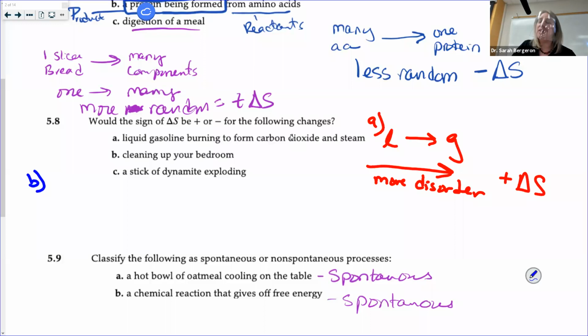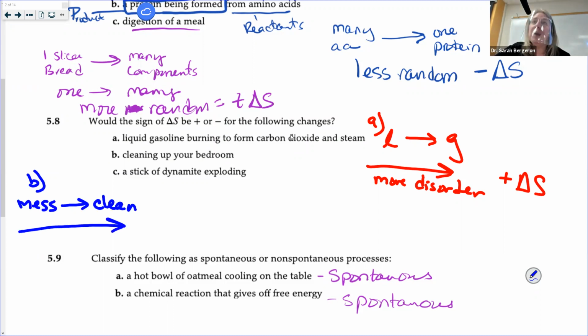Okay, B, cleaning up your bedroom. What were your reactants in this process? Your room's the reactant. How was it at the very beginning? It was a mess. It was like my son's bedroom currently, and always, even when he says he cleans it. All right, so we go from a mess to being clean. What happened as I go this way with my disorder? Did I get more disordered or less disordered? Less disorder. What's my sign on delta S? Isn't this easy? If you think about it this way, it's easy.